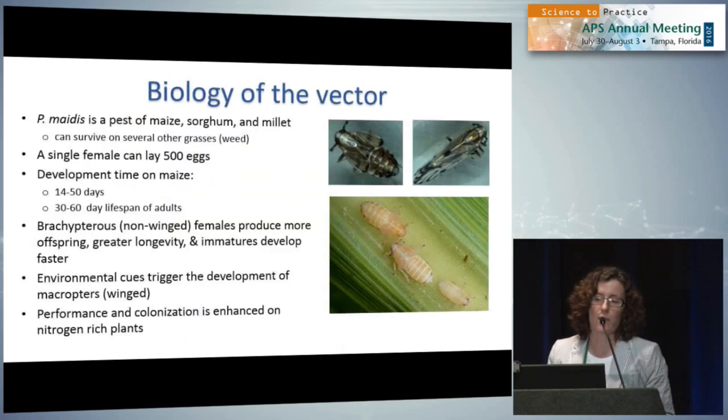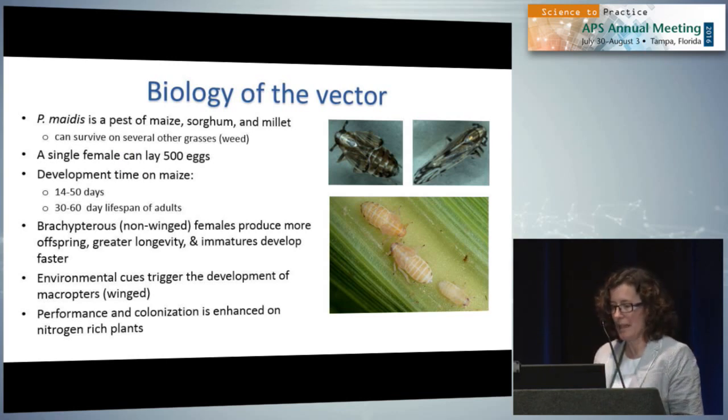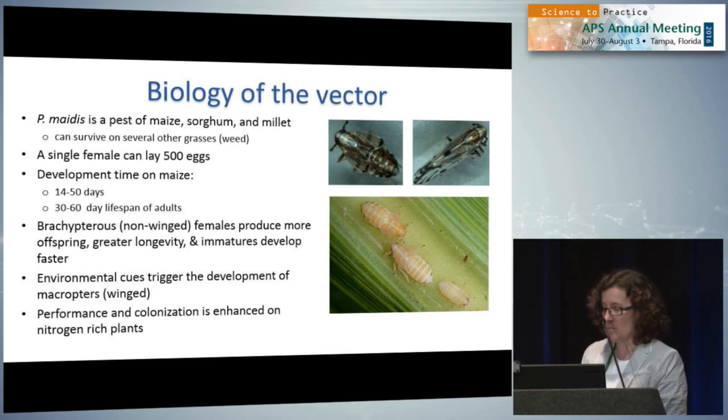So today I'm going to talk about Peregrinus maidis and maize mosaic virus. This is the corn planthopper. It's an important pest of maize, sorghum, and millet. As you know, those are very important crops for human consumption and animal consumption.